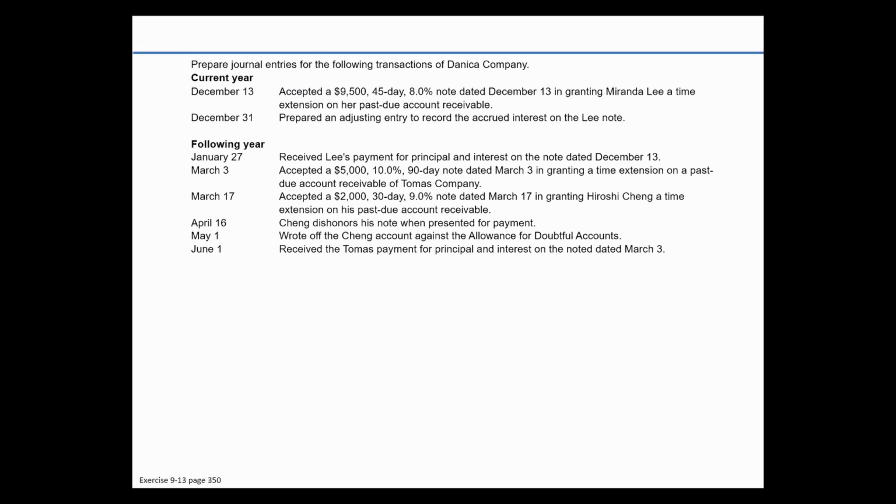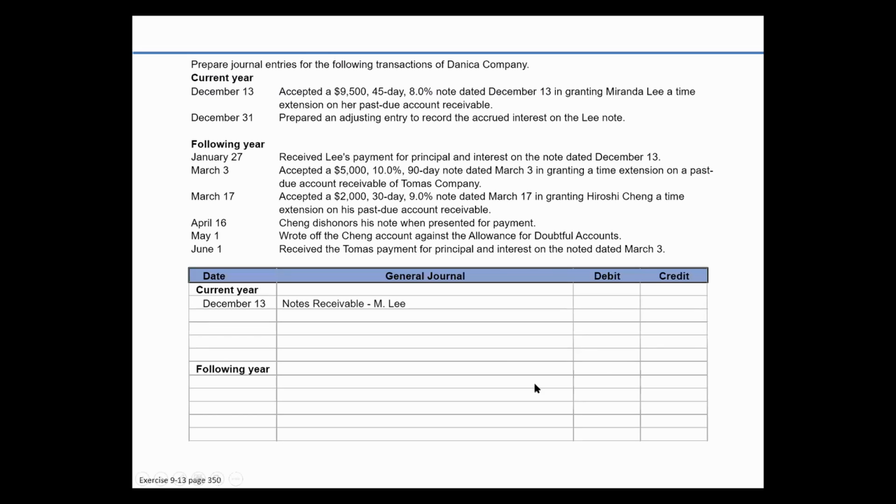And then we'll go ahead and look at this scenario a little bit further. We're going to go ahead and prepare our journal entries. So the current year we've already done, so I'm just going to put these up here because we talked about those earlier. We have some more transactions that we need to record. First one is on January the 27th. We received Lee's payment for principal and interest for the note that was dated on December the 13th.